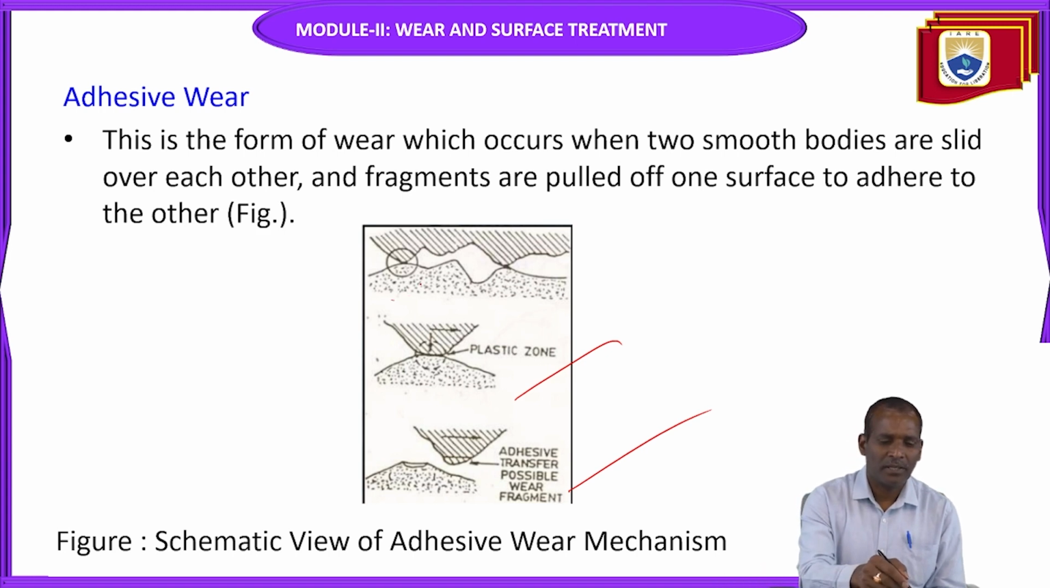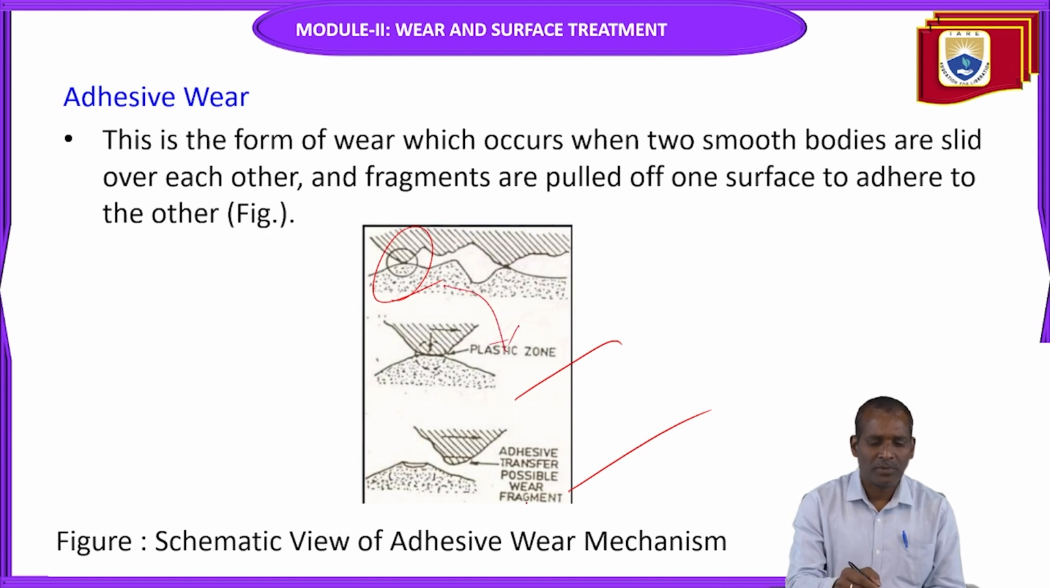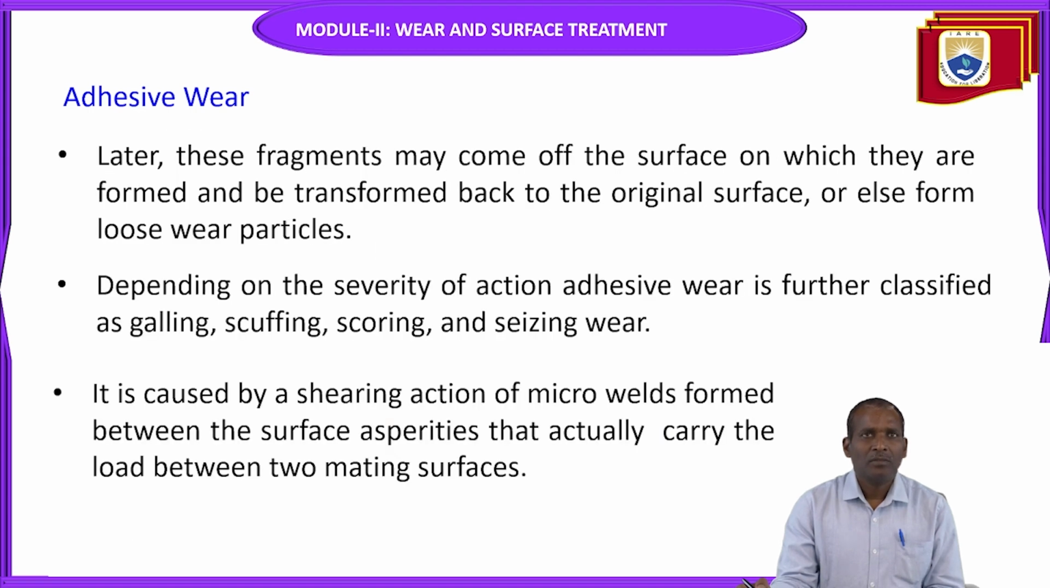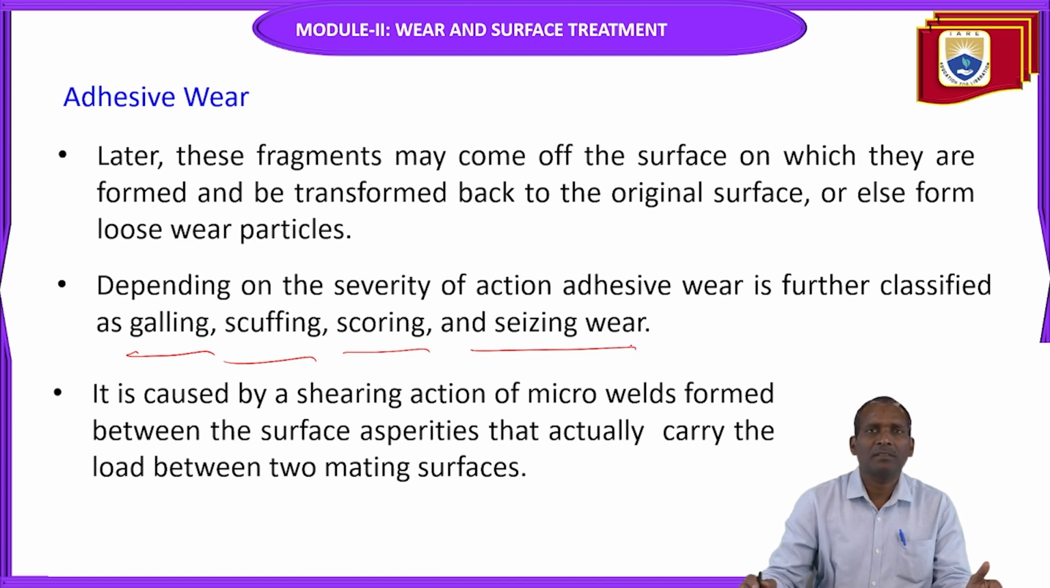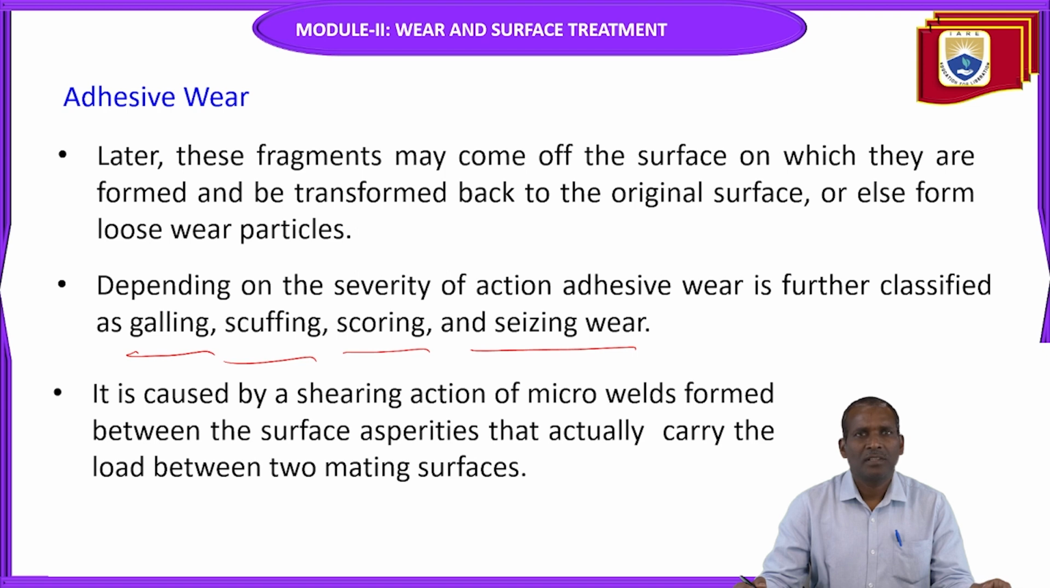You can see in this detailed diagram the plastic zone. So adhesive transfer is possible, the wear fragment. Later, these fragments may come off the surface on which they are formed and be transferred back to the original surface, or else form loose wear particles. Depending on the severity of this action, adhesive wear is further classified as galling, scuffing, scoring, and seizing wear. It is caused by a shearing action of micro welds formed between the surface asperities that actually carry the load between two mating surfaces.